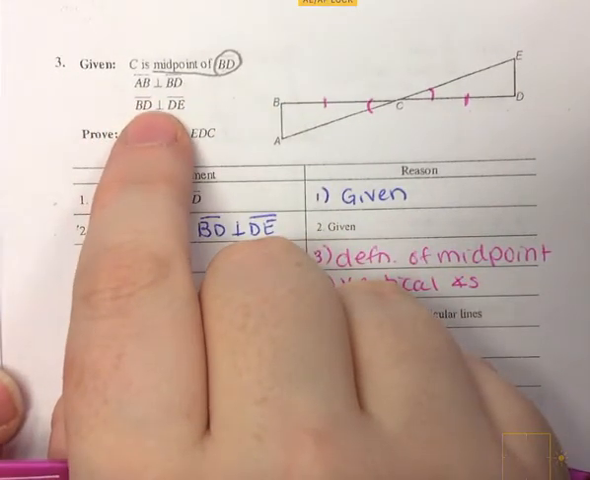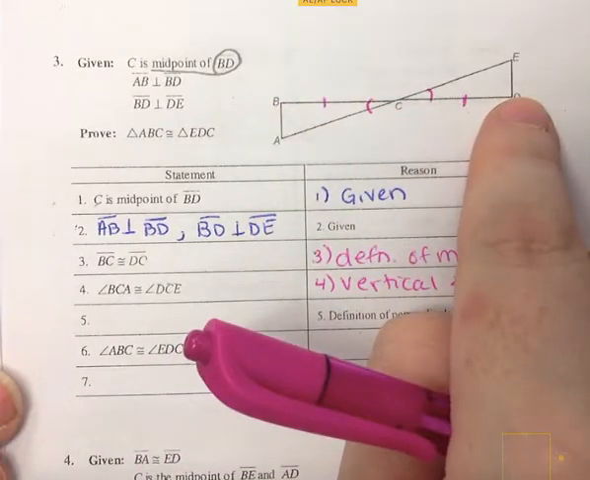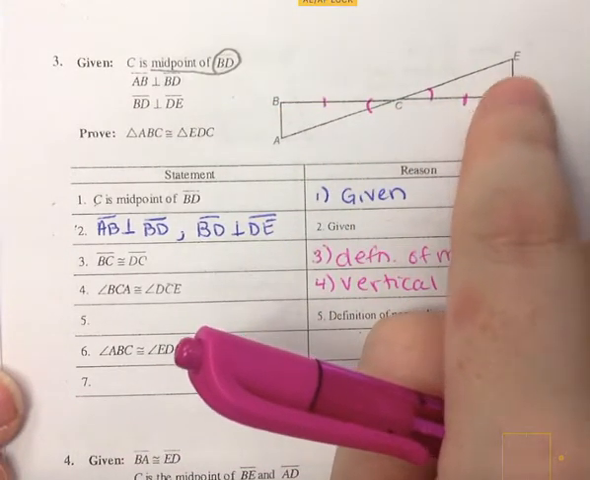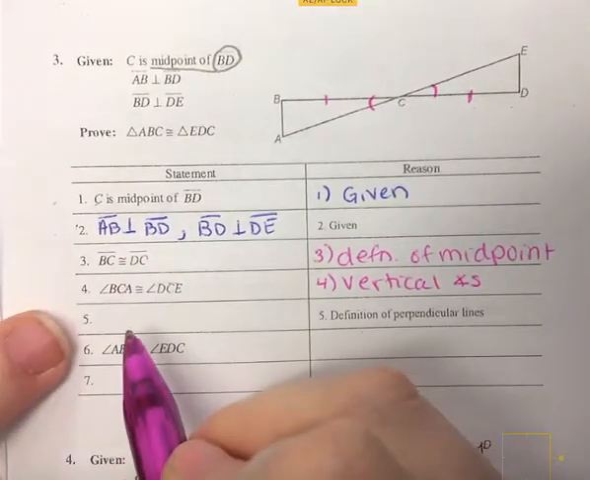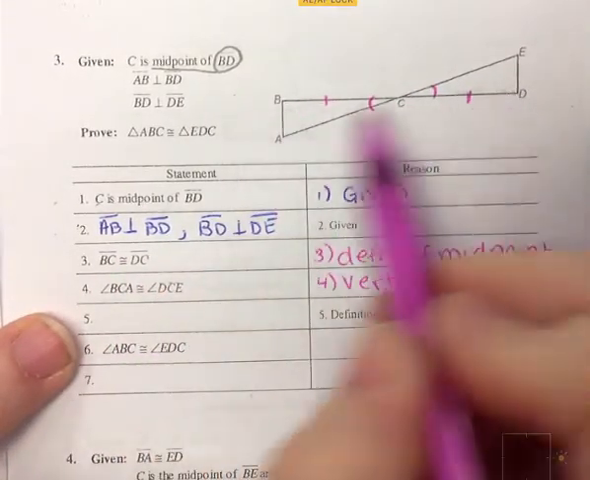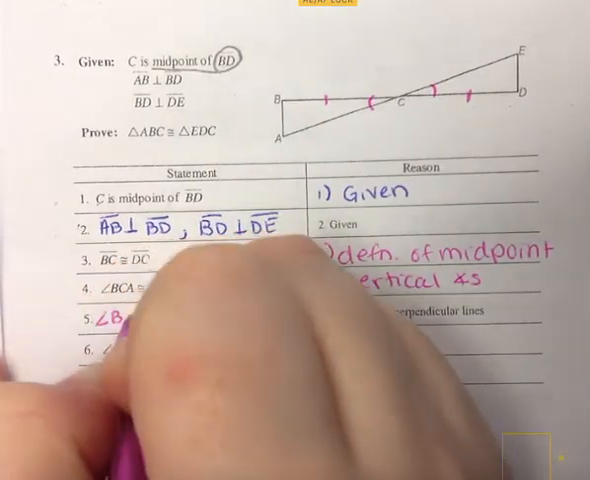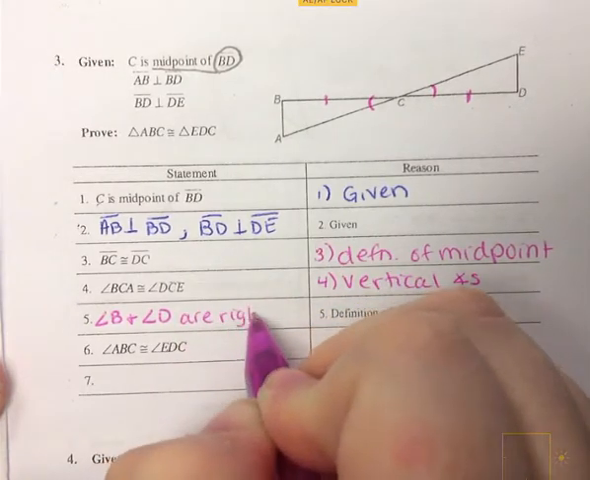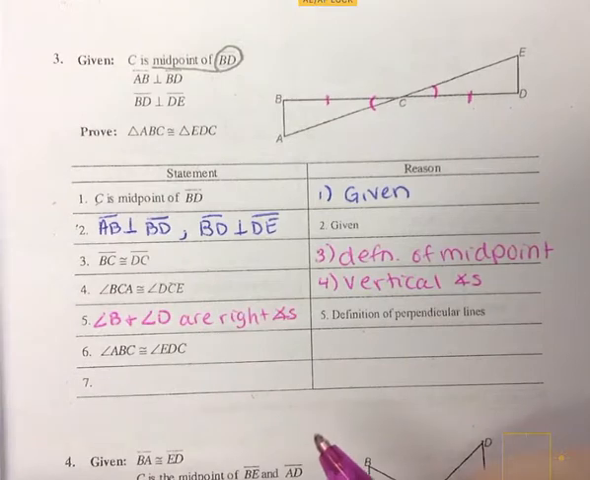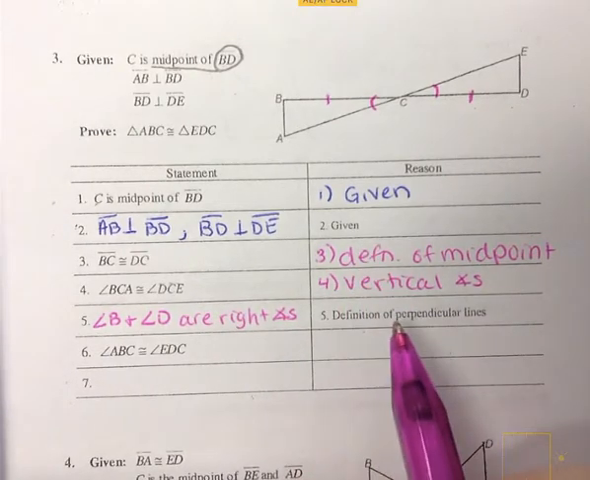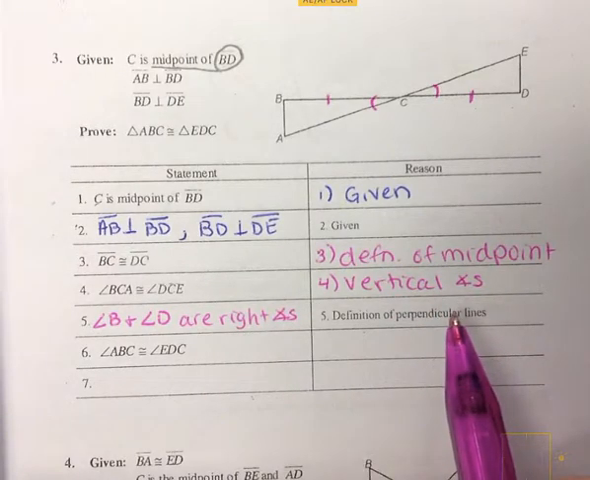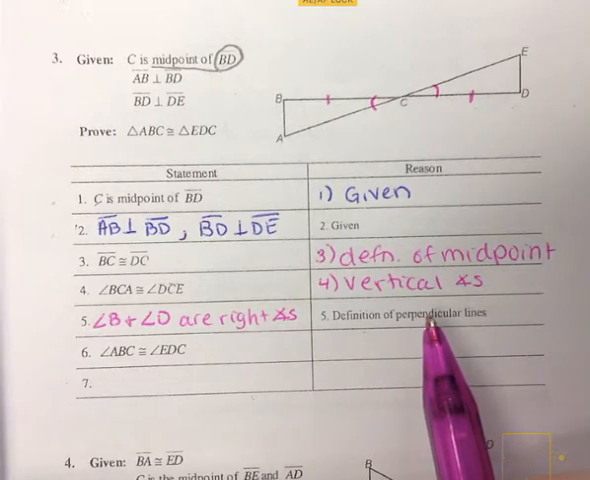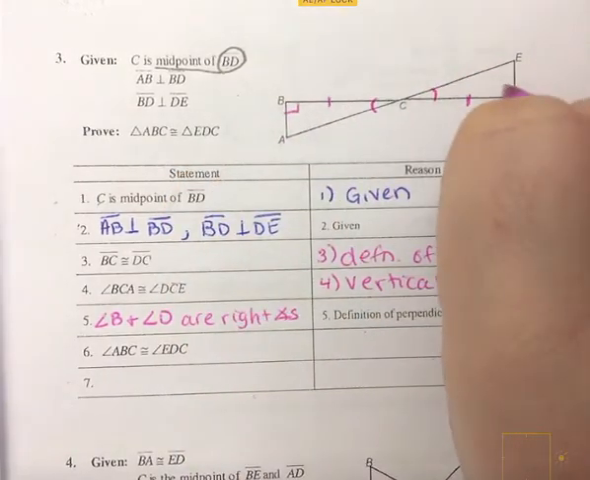But we also have perpendicular here, where BD is perpendicular to DE. So we have a right angle at D as well. So we can say in statement 5 that we have these two right angles. So angle B and angle D are right angles. That's because the lines were perpendicular. Perpendicular does not give us congruency, but it does give us right angles. So I can write a little box in here for the right angles.